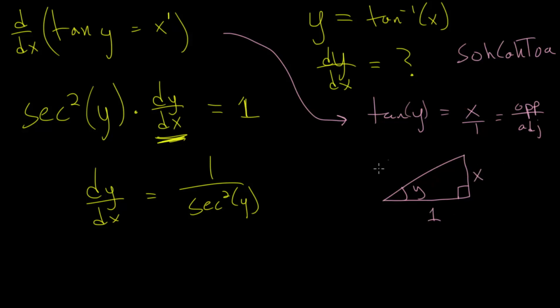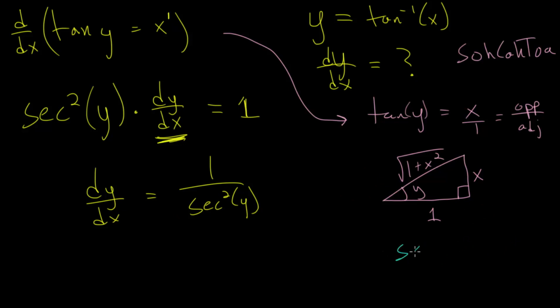And if we want, we can figure out the hypotenuse. That can be found using the Pythagorean theorem. It's just the square root of 1 plus x squared. Since if we gave this some letter, let's say h, we have h squared is 1 squared plus x squared, and we just square root both sides of this equation. And from this right triangle, we can figure out what the secant squared of y is.